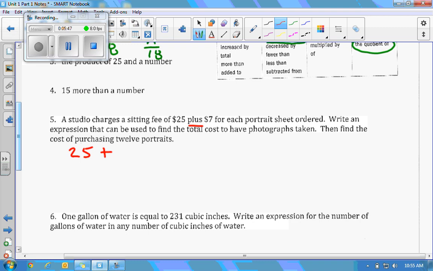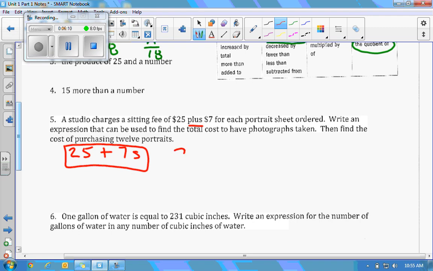And then it says $7 for each sheet order. So that's $7 for every sheet. So 7, I'm going to write S for sheets. So I have to pay $25 no matter what, plus 7 times however many sheets I want. Okay, so that's going to be my expression. Then they want you to find the cost for purchasing 12 portraits, for 12 sheets.